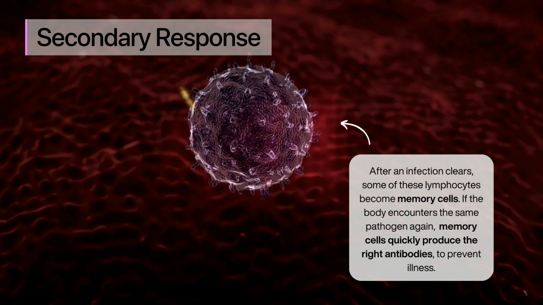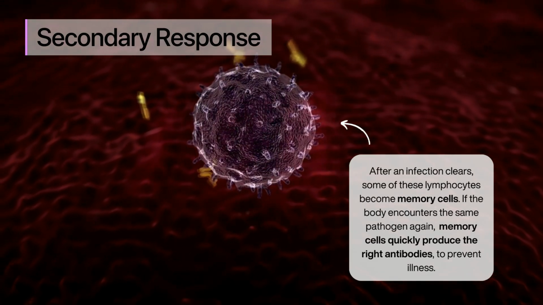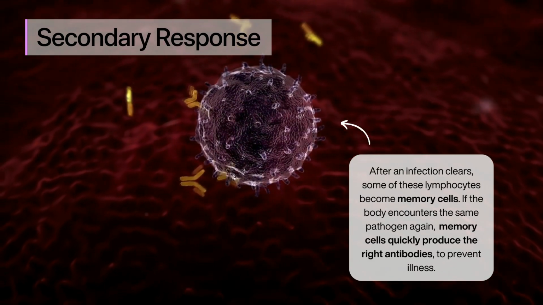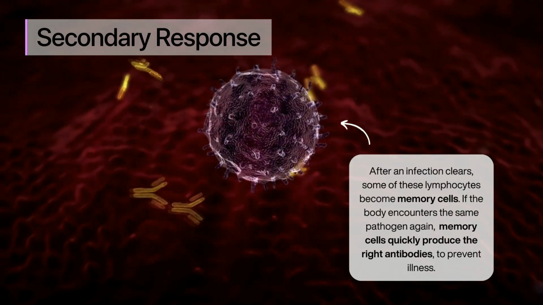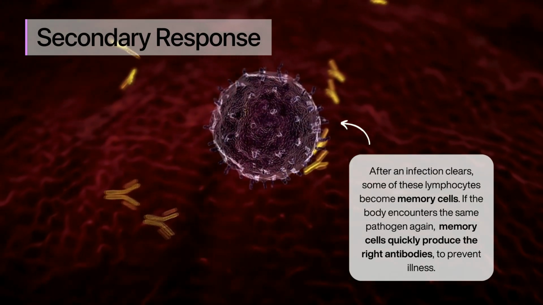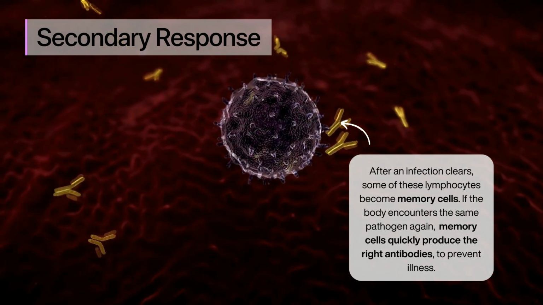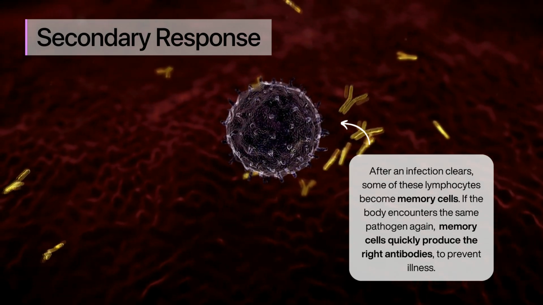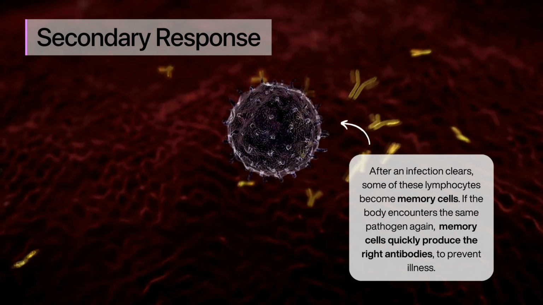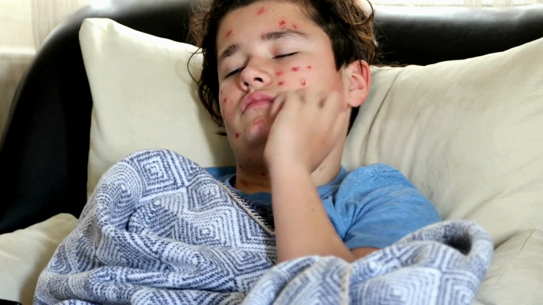After an infection is cleared, some of these lymphocytes can become memory cells. If the body encounters the same pathogen again, these memory cells quickly produce the right antibodies, thus preventing future illness. We call this the secondary response. The secondary immune response is why many people who have already been infected with a disease, like chickenpox for example, are less likely to suffer from it again.